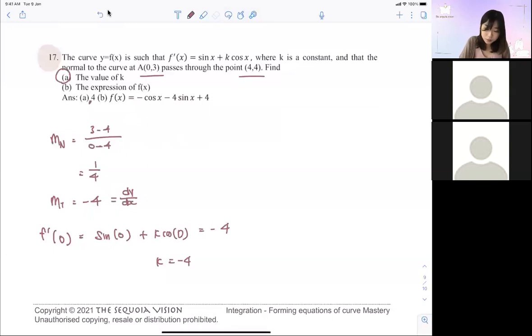Which one doesn't make sense? No, wait. I thought cosine 0 is 0. Cosine 0 is 1. You try with calculator. Oh, then never mind. Okay, sorry, I typed wrongly. This is -4. Okay, now can you do part B then? Should be easier now.